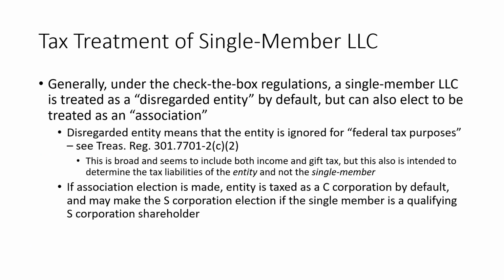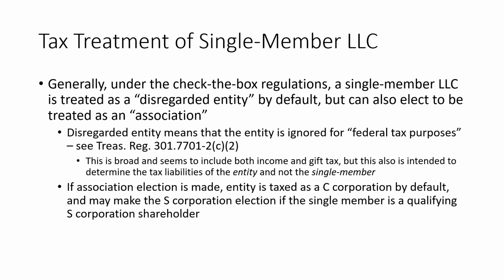But putting that aside, when we dive into the disregarded entity regulations, we see that what that means is that the entity is ignored for, quote-unquote, federal tax purposes. Now, this is broad, and it would seem to include all taxes, including income and gift tax, but the regulations also go on further down to clarify that what this language is intended to state is that the tax liabilities of the entity itself are disregarded.